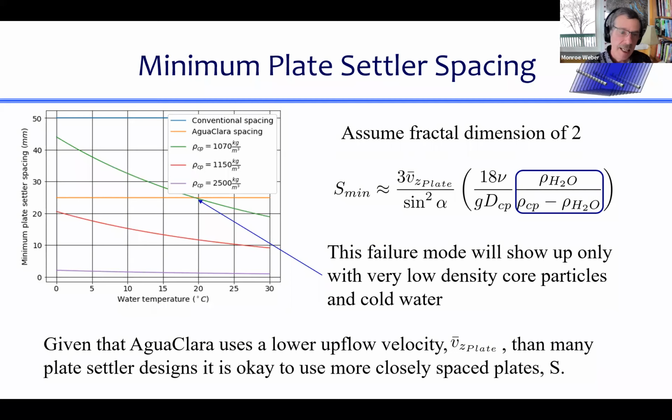So if the density of the core particle is at least 1,150 kilograms per meter cubed, the red line, then it looks like we could get away with 20 centimeter plate spacing and we'd be fine even for the coldest temperatures. The problem is that we don't actually know what the density of the core particle is that is our critical case. And this is where there needs to be more work to characterize what the core particle density is that you're trying to remove as a function of the raw water quality. More work to be done.